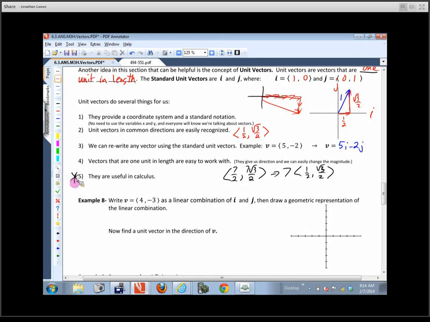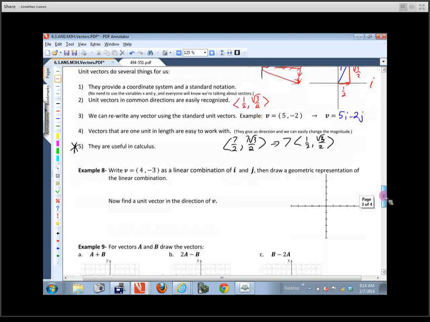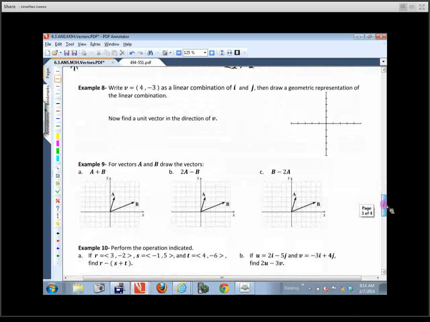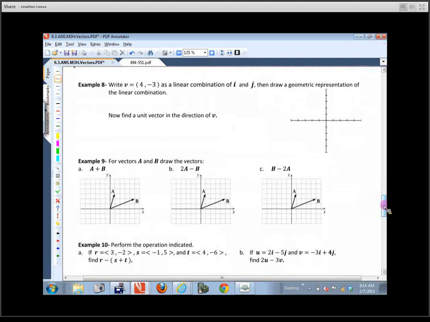Okay. And the last one, you'll just have to take my word for it. Unit vectors come in handy when we're doing like third semester calculus, and they come in handy in higher mathematics, okay? So that's another good reason to know them. Hopefully those first 4 reasons are enough, but if you don't buy those, then they're useful in higher mathematics, okay? Any questions? Okay, let's take a look at example 8.